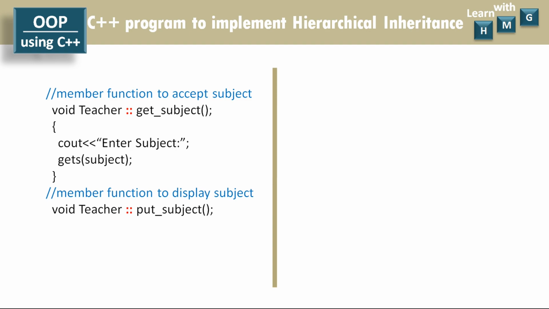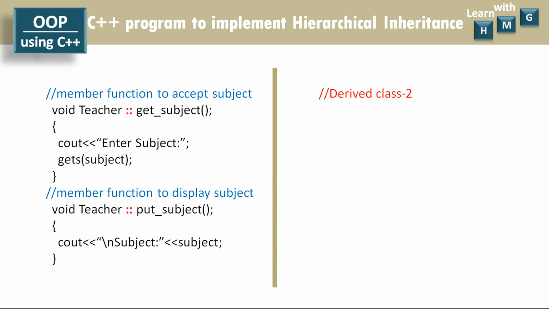Put subject is the member function of the teacher class. So using cout, display the name of the subject. Like this, your derived class 1 definition is completed. Let us go for derived class 2. Our derived class 2 is officer.